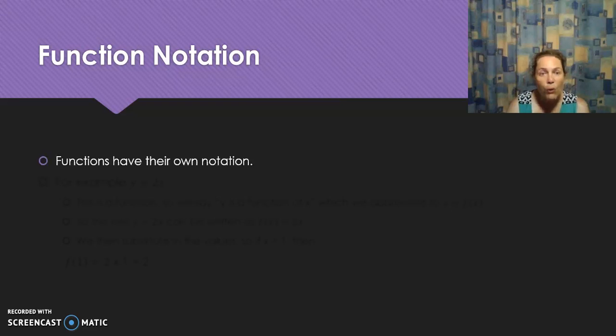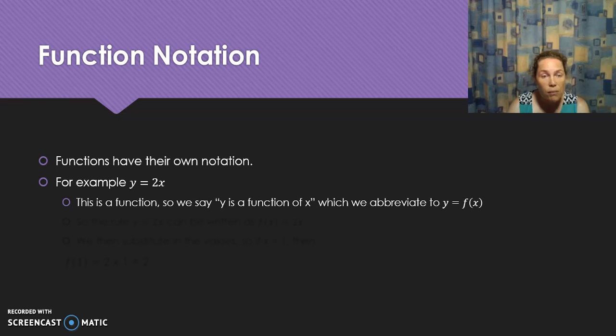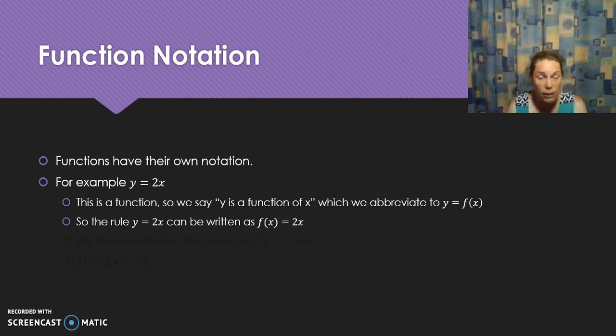Functions have their own notation. For example, the equation y equals 2x. This is a function because it's a linear equation. There is only one y value for any x value. So we can say that y is a function of x, which we abbreviate to y equals f of x. So instead of writing y equals 2x, we can write this as f of x is equal to 2x.